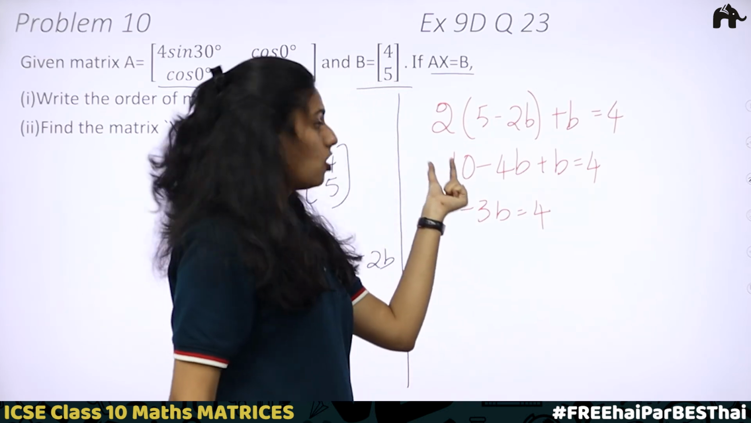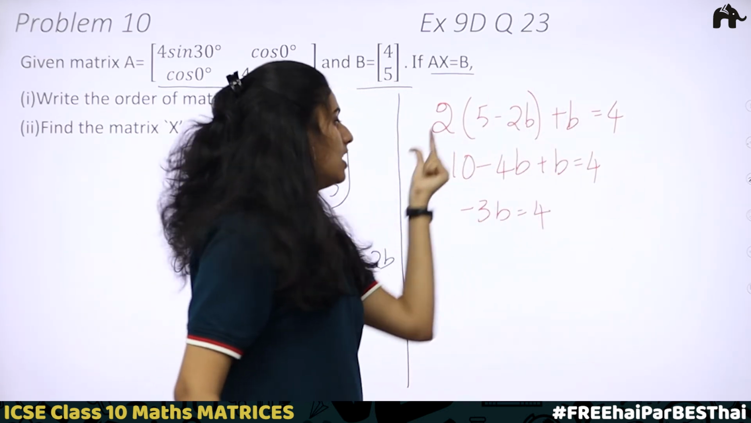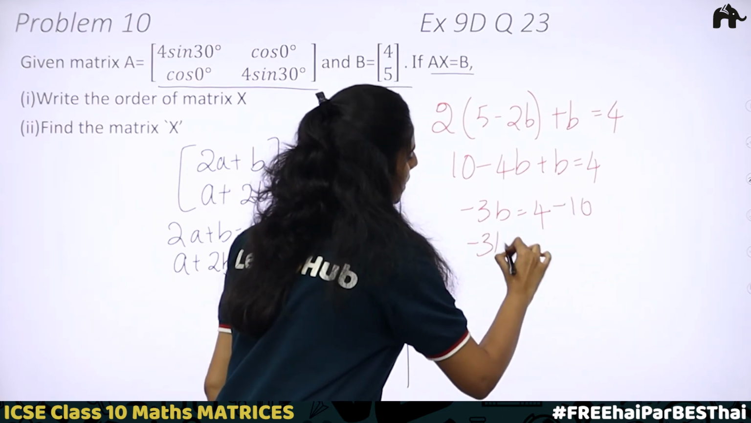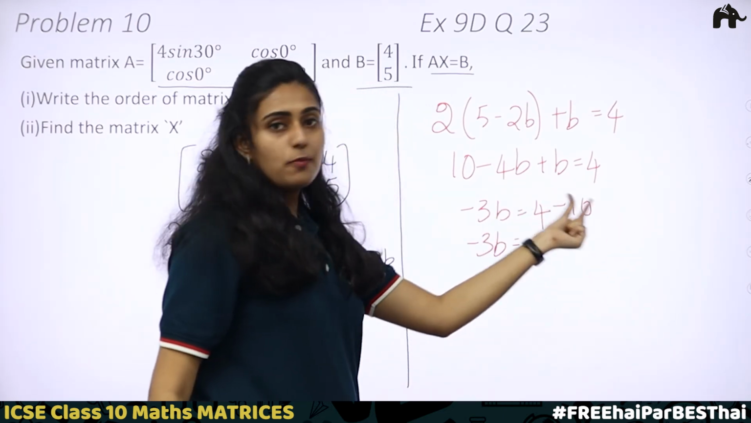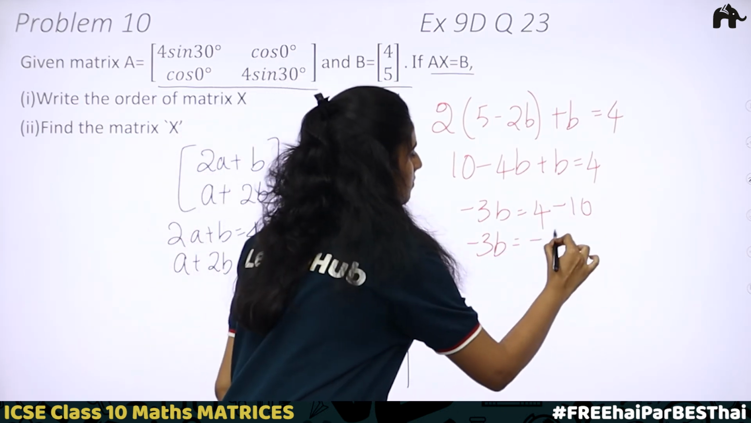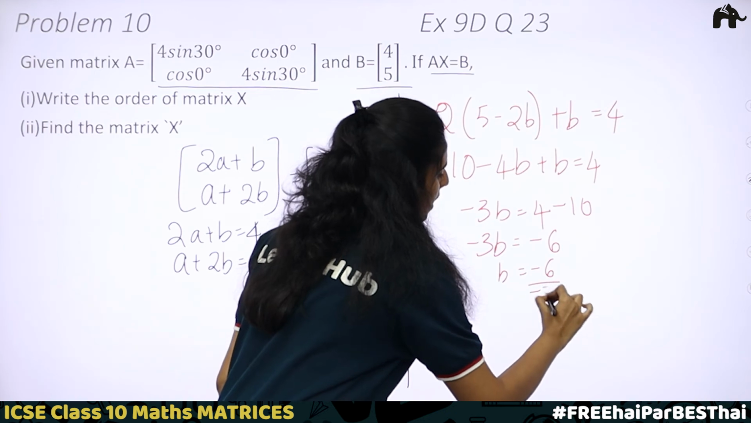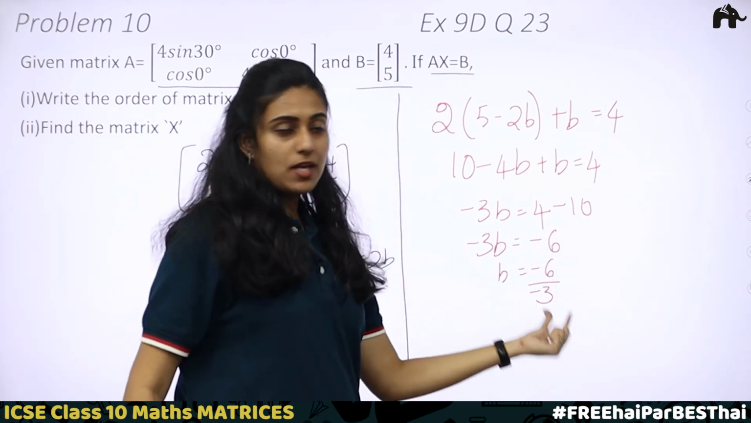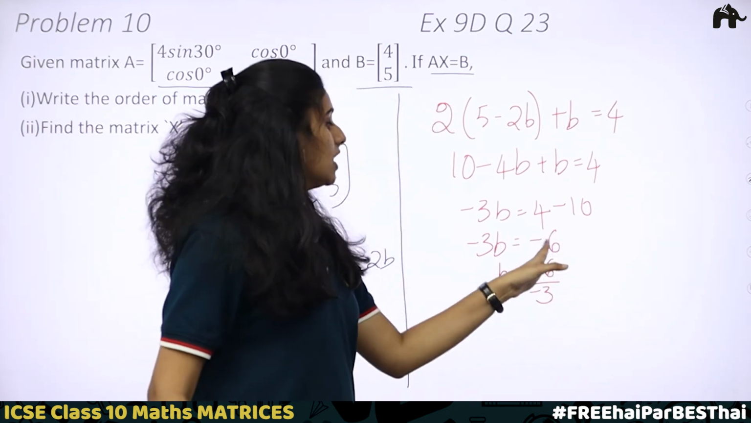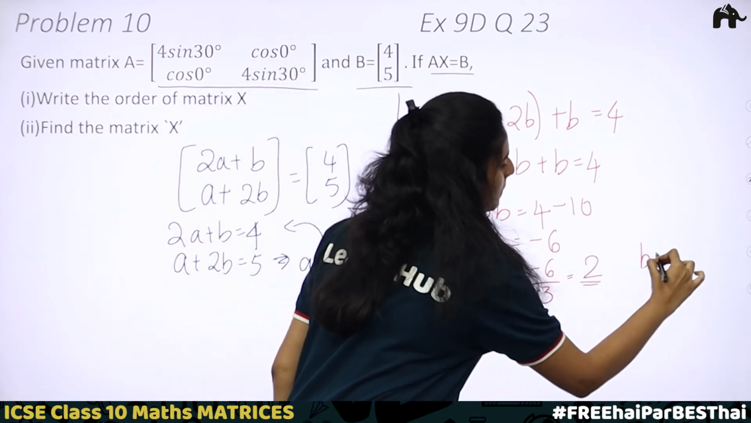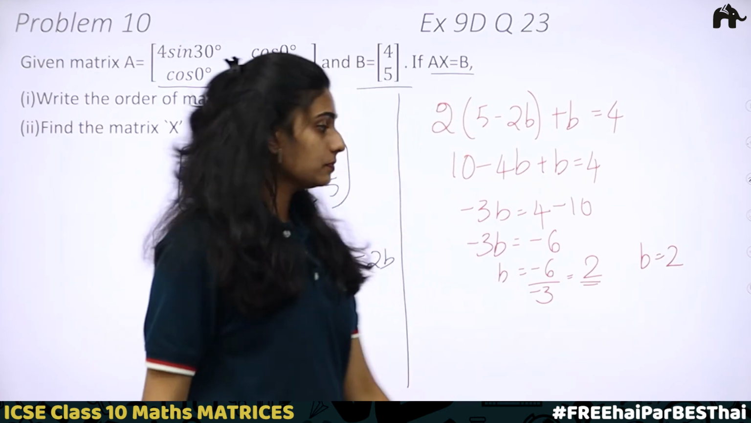Taking this constant term 10 to the opposite side, plus 10 becomes minus 10. Minus 3b is equal to 4 minus 10, which is minus 6. Then b will be equal to minus 6 divided by minus 3. What is minus 6 by minus 3? Negatives cancel, so 6 by 3, which is 2. We got b is equal to 2.